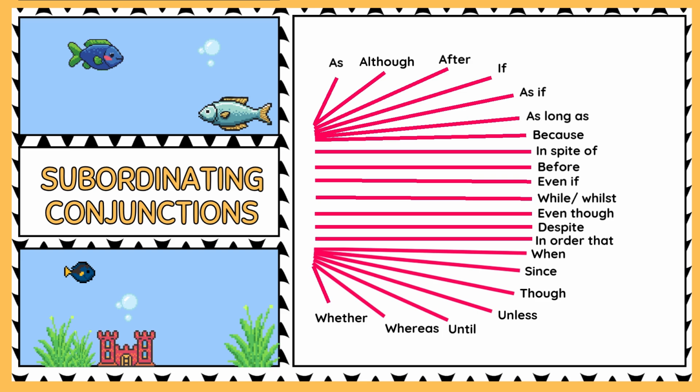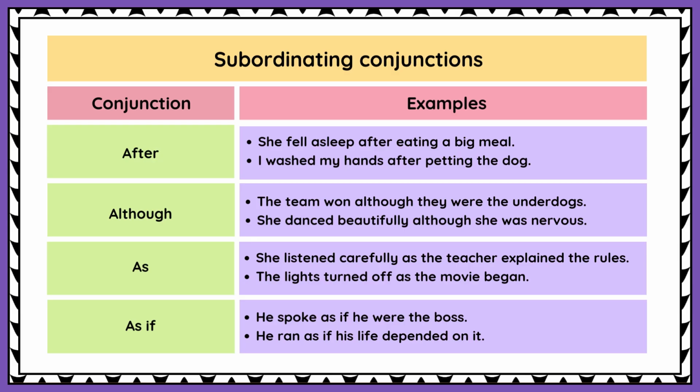Pay attention to the chart. As, although, after, if, as long as, because, in spite of, before, even if, while and whilst, even though, despite, in order that, when, since, though, unless, until, whereas, whether. Now, we are going to check how to use each subordinating conjunction.